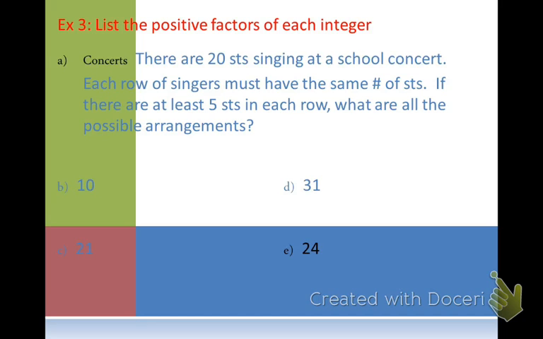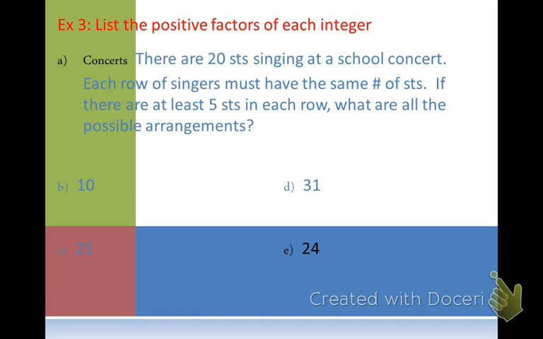Example 3, list the positive factors of each integer. A, there are 20 students singing at a school concert. That's how I say students, STS. Each row of singers must have the same number of students. There are at least 5 students in each row. What are all the possible arrangements?